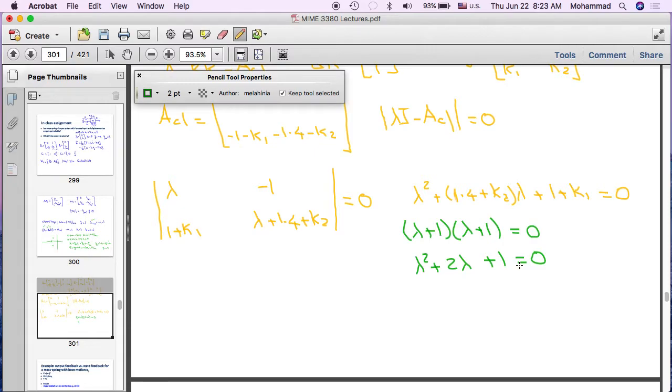And in order for us to put the eigenvalues of the closed loop at -1, -1, essentially this should be identical to this. That's the only way. That characteristic equation that we got for our closed loop system should match the characteristic equation that produces two eigenvalues at -1. That's how it works. So based on that, can you go ahead and find k1 and k2?